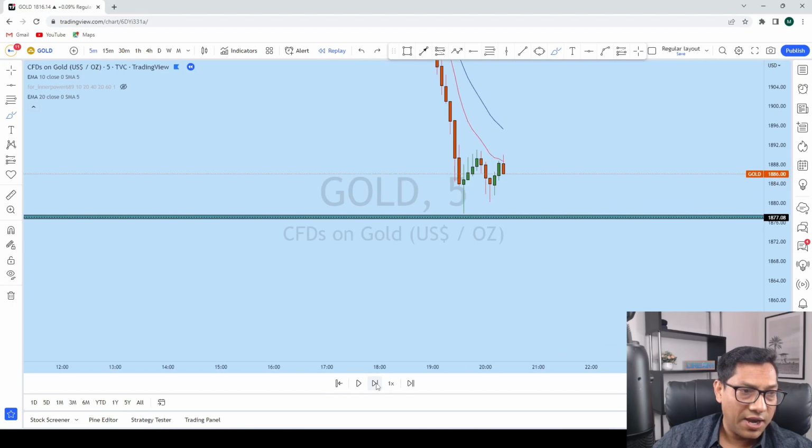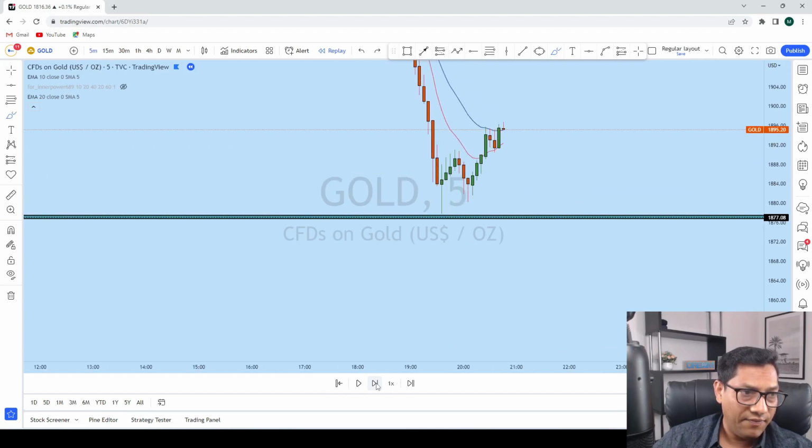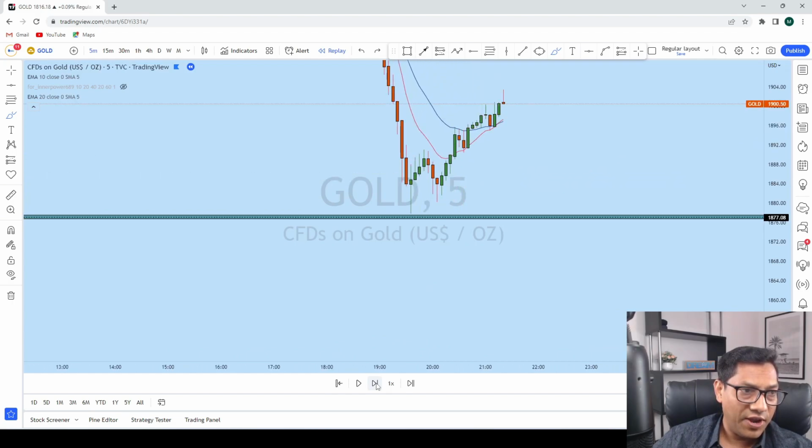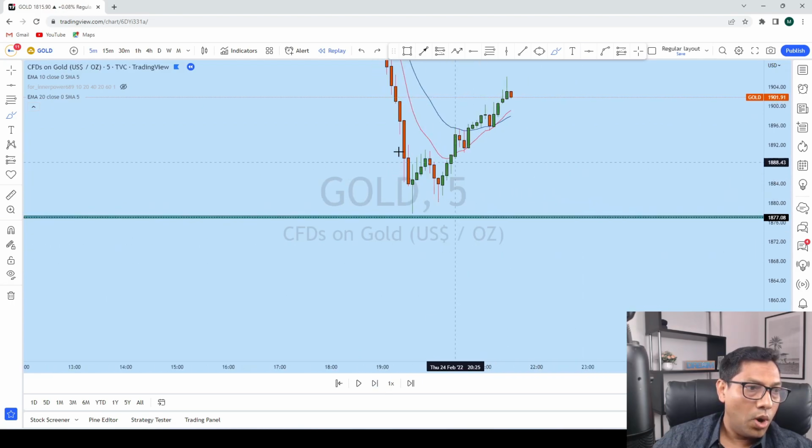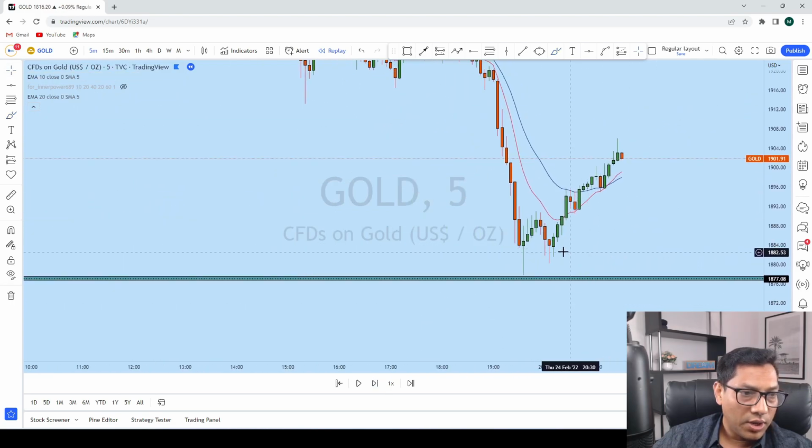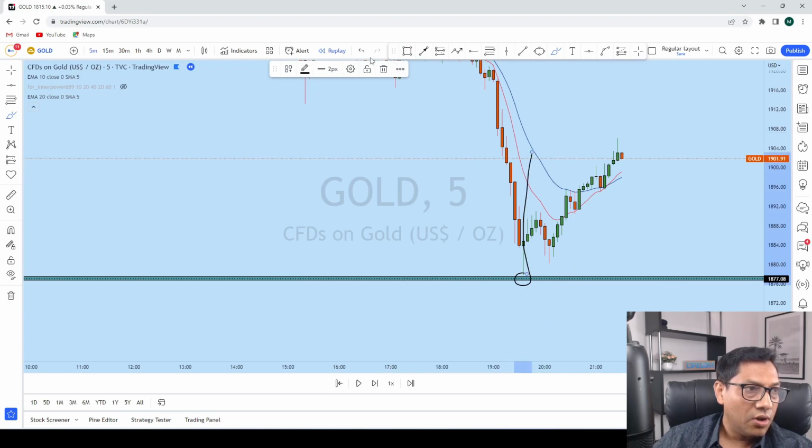Now, as you can see, as soon as the price is approaching that level, we see that it is in fact reversing. Now, what do you see? You can see there is a clear double bottom formation. The first one has a strong rejection, followed by what we see, there is a double bottom.